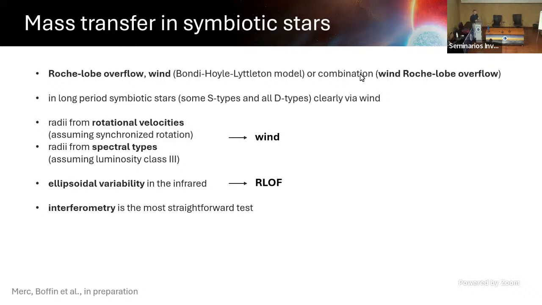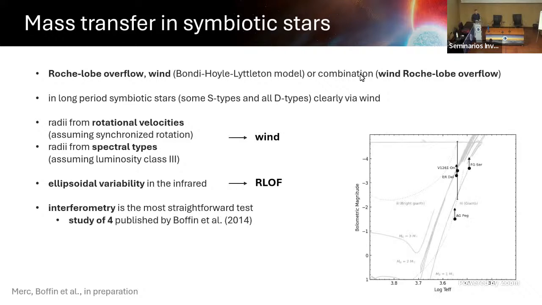People claimed this, and I'm working on interferometry, which is the most straightforward test to do that. We will observe the star, see how big it is, and evaluate the mass transfer mechanism. Up to now, actually, just 4 symbiotic stars had been observed. The paper was published in 2014.